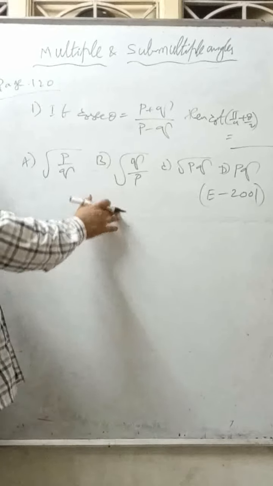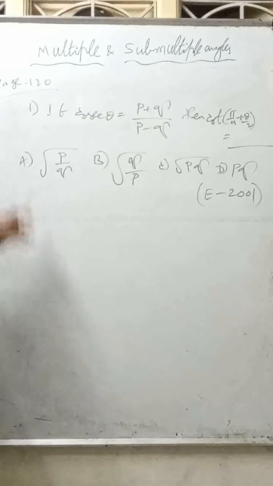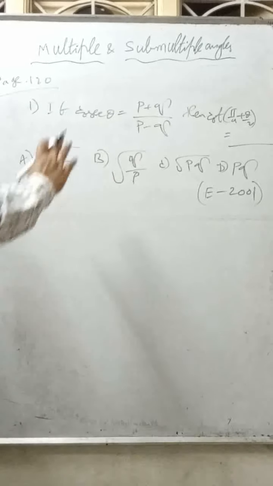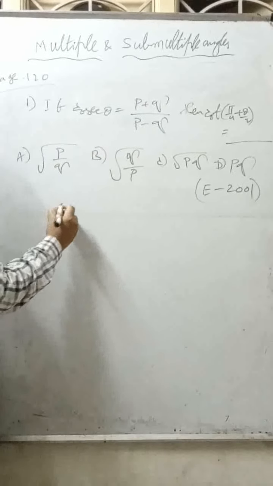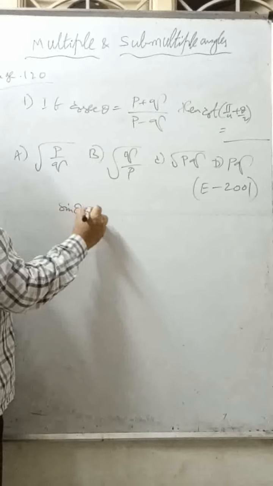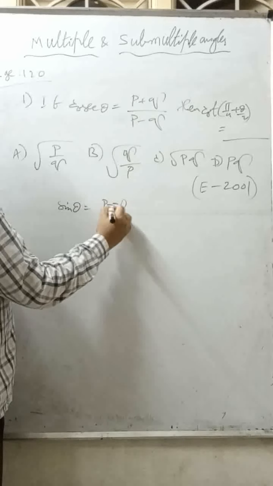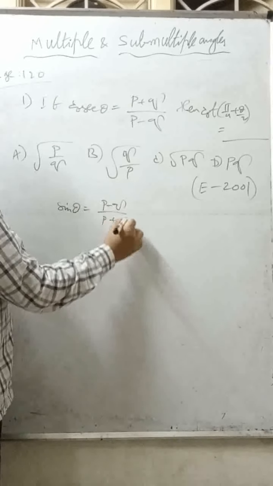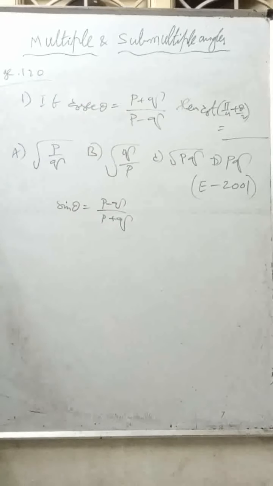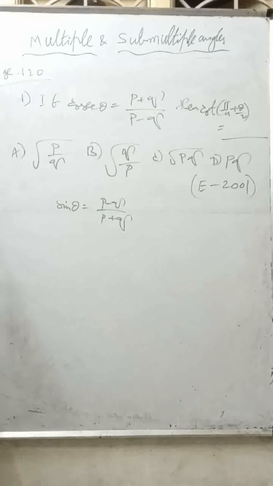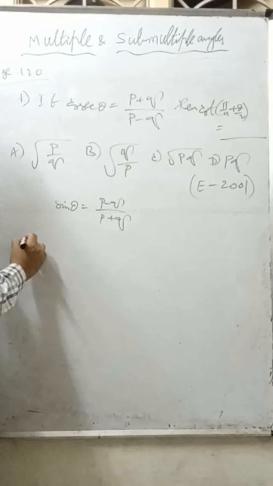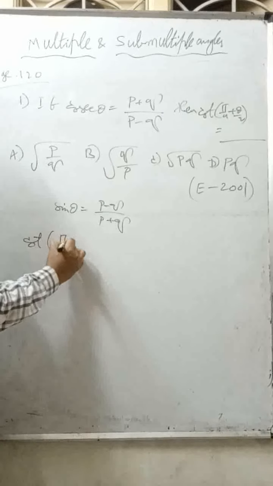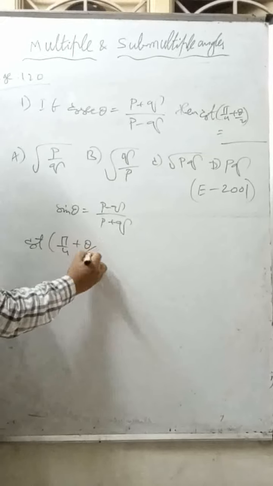So this is the first question in page 120. MCET question, first question. See, cosecant theta equal to p plus q by p minus q is given. So from this I can write sin theta first. Sin theta equal to p minus q by p plus q. Reciprocal of cosecant is sin, or reciprocal of sin is cosecant. So sin theta is this. Now he is asking about cot of pi by 4 plus theta by 2.